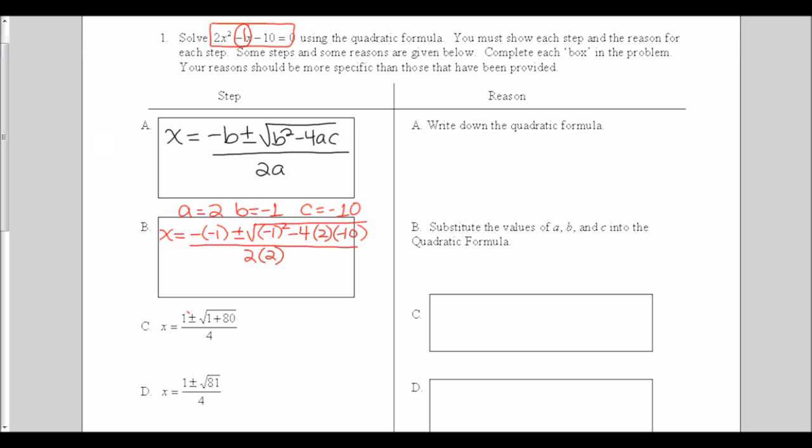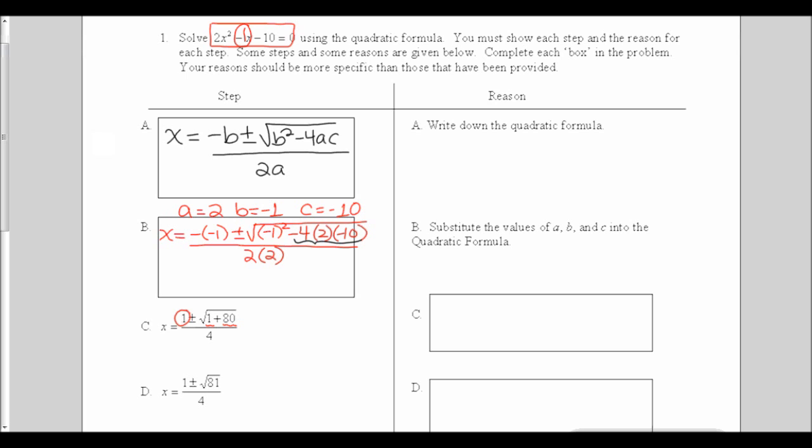In step C, I've got to look and see, what am I doing? What am I going to simplify next? Well, I said the opposite of -1 was +1. Underneath my square root, I did 1 squared was 1. That was actually -1 squared is 1, but it doesn't matter if b is positive or negative, because when I square it, it's always going to be positive. Following order of operations, after I do the exponents, I have to do the multiplication. So the next thing I'm doing in this problem is I'm multiplying together the 4, the a, and the c. So that gave me +80.